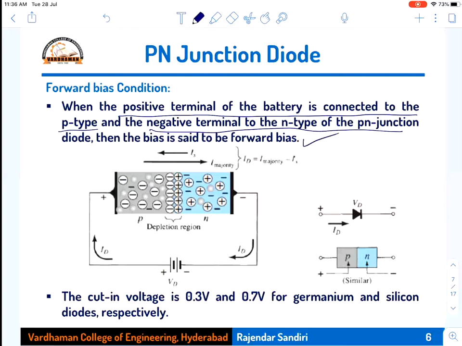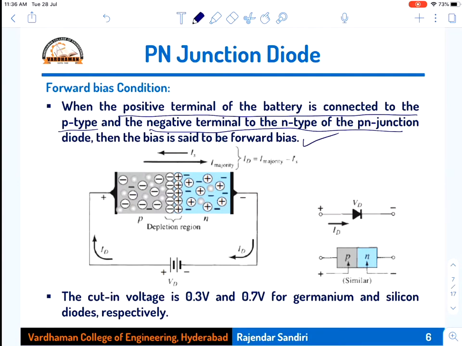Very, very important. When the positive terminal of the battery is connected to P type, positive to P type, negative to N type, then we call it a forward bias. When we apply forward bias, what happens? Already there exists a depletion region. Now what I am doing is pushing these holes and electrons towards the center, so that the depletion region becomes zero, and there does not exist any barrier potential. That barrier potential also will become zero, and the carriers cross across the junction. Therefore, current will be flowing across the junction. That current we call forward current.